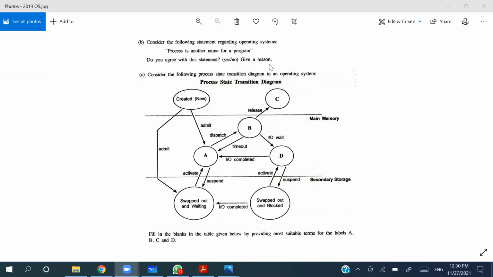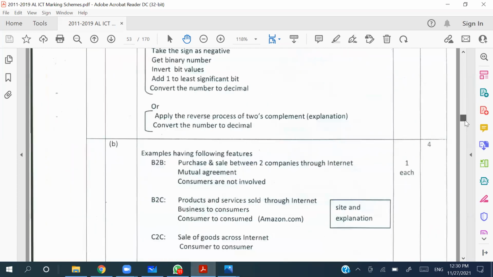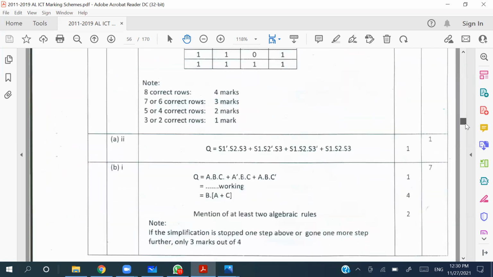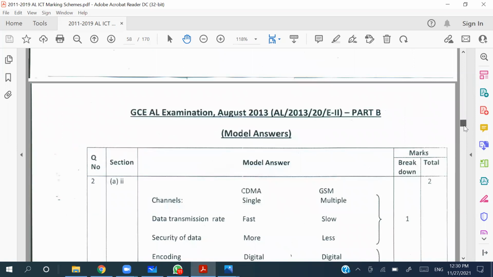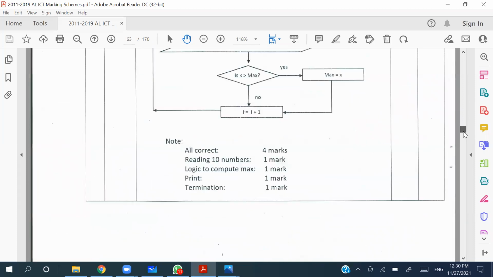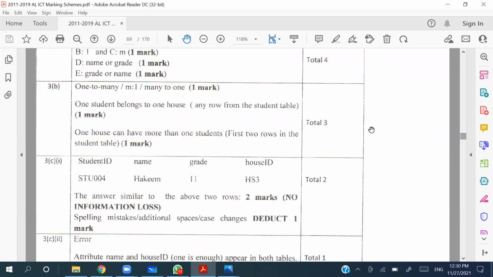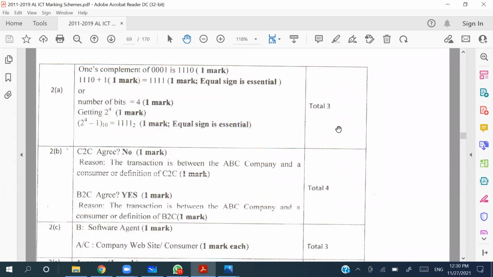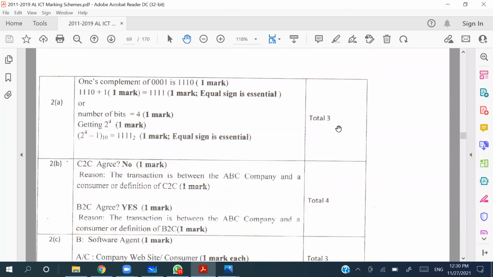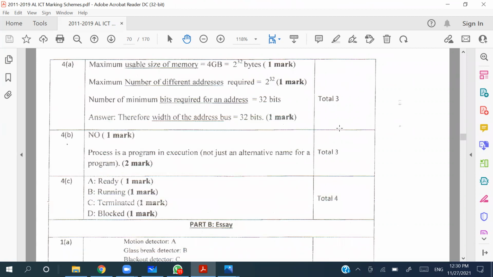Right, great. And every one of you has sent me the answers. So I'll show you the marking scheme as well. So that is regarding 214. Yeah, there you go. Right.